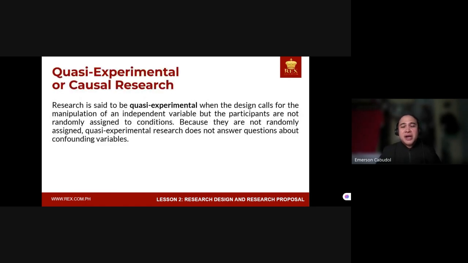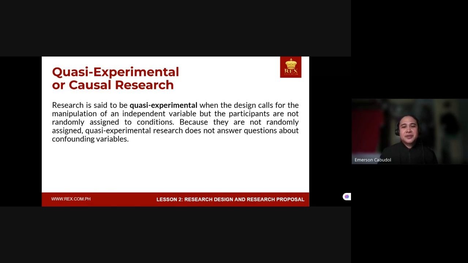A quasi-experimental research involves manipulating an independent variable to observe its effect on a dependent variable, but unlike true experiments, participants are not randomly assigned to groups. This lack of random assignment means that the groups may not be equivalent at the start of the study, which can introduce confounding variables and make it more difficult to establish a clear cause and effect relationship.